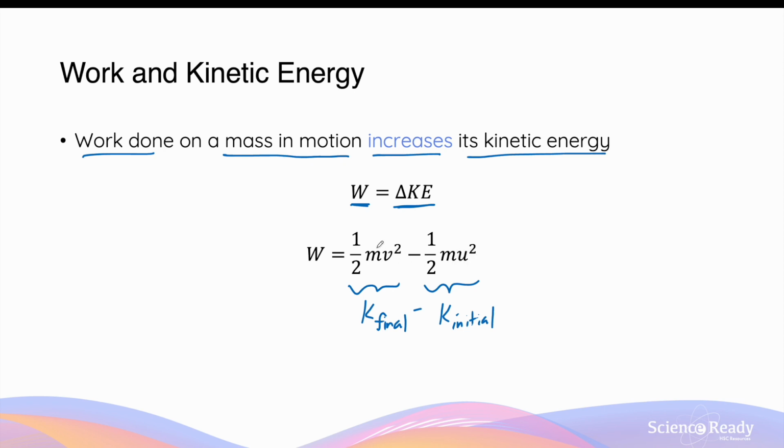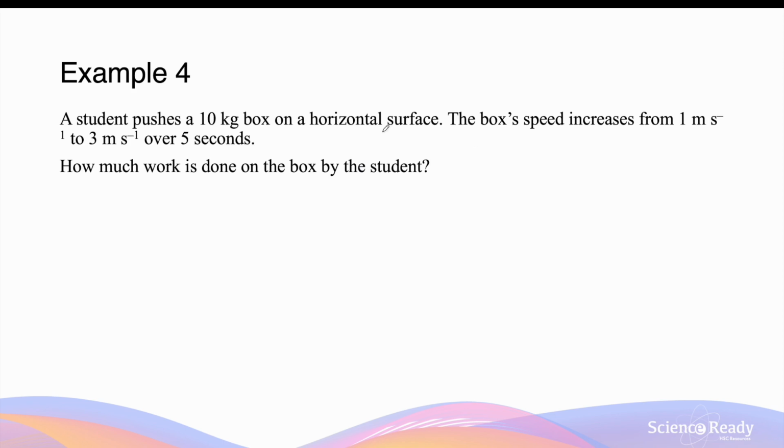This is of course assuming the mass of the object is staying constant. M and m here are the same value. The only thing that's changing is the velocity of the object. So the work done causes a transfer of energy into the object's kinetic energy, which results in an increase in its velocity or speed. Let's have a look at an example.